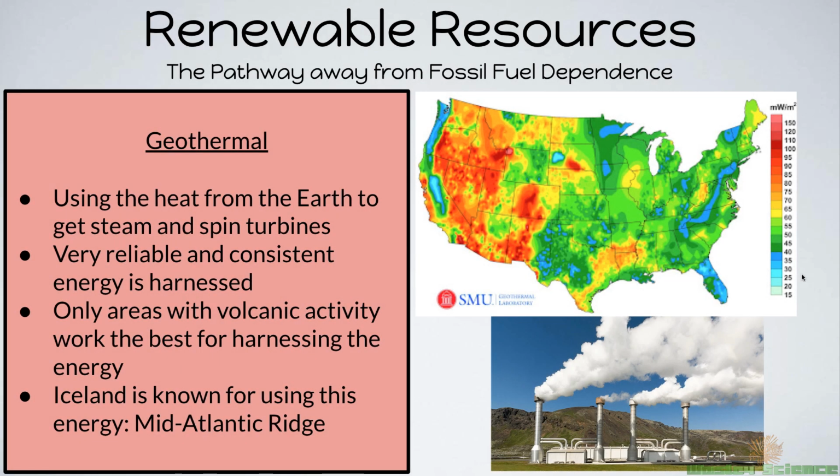Geothermal is the least used renewable energy in the US currently, because it takes heat from the earth to then get steam to spin turbines. It's very reliable and it's very consistent. Iceland is the most used area of geothermal energy, but that's because Iceland is a volcano. It's a giant volcano. It's only working well in areas that have serious volcanic activity.